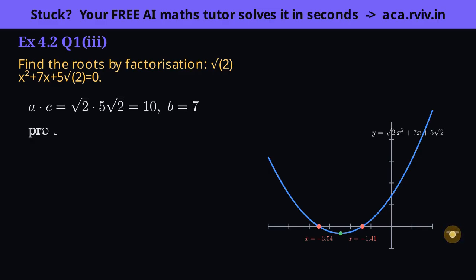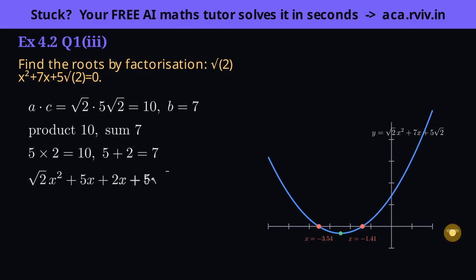So we need two numbers with product 10 and sum 7, comfortingly ordinary numbers. Those are 5 and 2. They multiply to 10 and add to 7. Rewrite the middle 7x as 5x plus 2x. Group into pairs, arranging them so a common bracket will emerge.